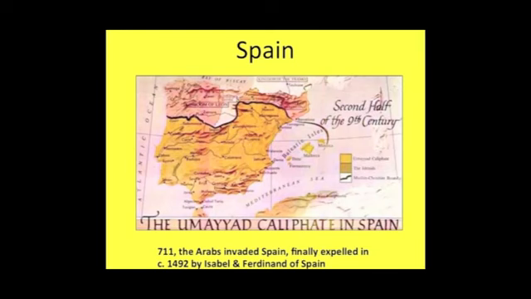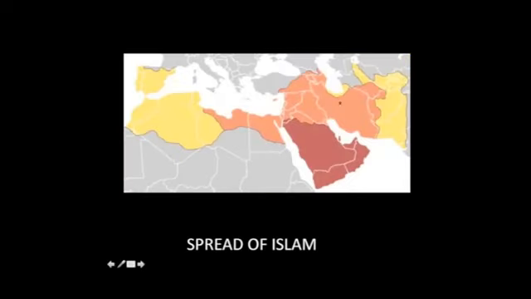Eventually, they were expelled by Isabel and Ferdinand, the same people who financed the expeditions of Christopher Columbus. But before then, they had placed their influence on the architecture and culture of most of the Iberian Peninsula in a very, very strong way. And here's just a map. Here's Spain, and this map shows you the spread of Islamic culture during the Umayyad period.